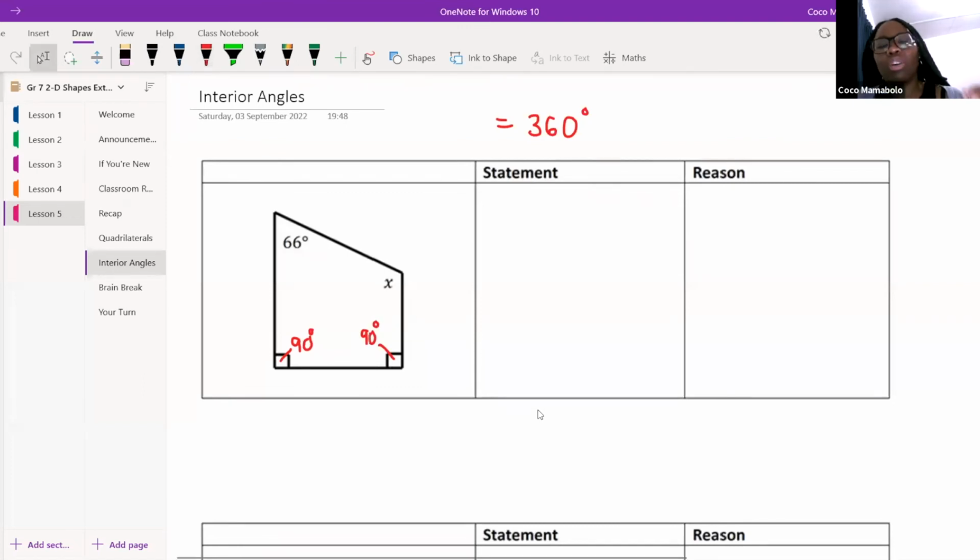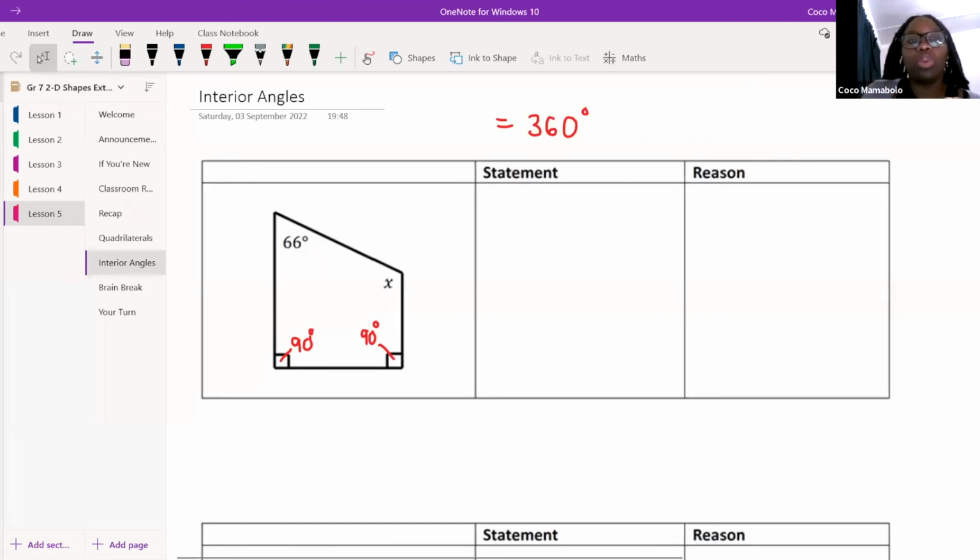Now, somebody said to me in the chat, ma'am, is it 180 degrees? 180 degrees is for a triangle, not a quadrilateral. Remember, triangles have 3 sides. Quadrilaterals, 4 sides. Okay, don't forget. Now, I know you guys have your hands up. I'm going to just hold on there for a second.